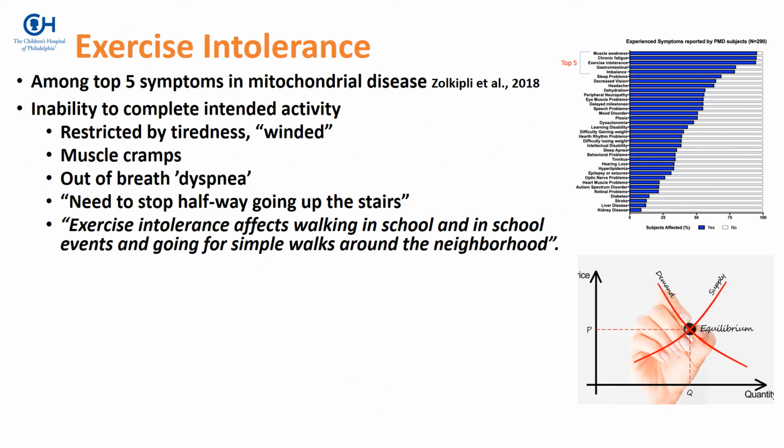As mentioned in my earlier talk today, exercise intolerance is among the top 5 symptoms in mitochondrial disease. What is exercise intolerance? It's the inability to complete intended activity. As described by our patients, they are restricted by tiredness, feeling winded on trying to do activities. They may develop muscle cramps or feeling out of breath or dyspneic.